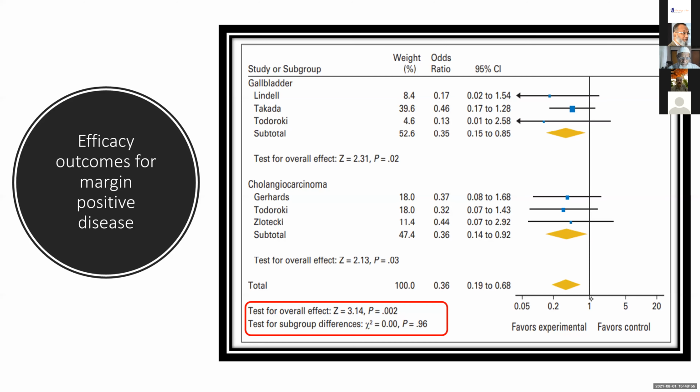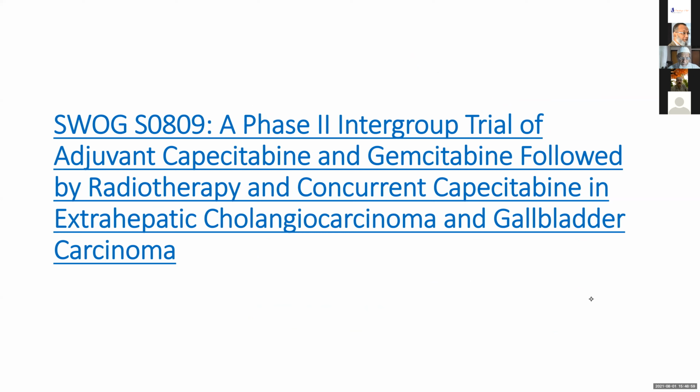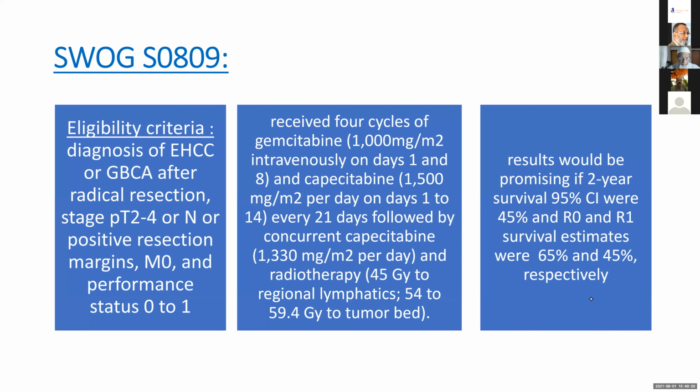And this is another study, comparing radiotherapy as an adjuvant treatment. This is SWOG S0809, a phase 2 intergroup trial of adjuvant capecitabine and gemcitabine followed by radiotherapy with concurrent capecitabine in extrahepatic cholangiocarcinoma and gallbladder cancer. What is the eligibility criteria? Extrahepatic cholangiocarcinoma along with gallbladder cancer after resection, stage 2 to 4 with N0 or N positive, or with a positive resection margin, no metastasis, and performance status 0 to 1. All the patients received 4 cycles of gemcitabine along with capecitabine in a 21-day cycle, followed by concurrent chemoradiotherapy with capecitabine. The radiotherapy dose was 45 to the regional lymph nodes and 54 to 59.4 to the tumor.